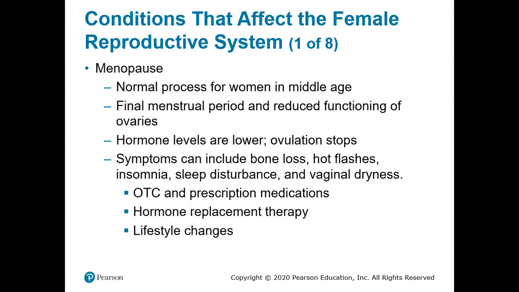So next we're going to look at menopause. This is page 567 in the textbook. This is a normal process for women in middle age. It's the final menstrual period and reduced functioning of the ovaries. Hormone levels are lower and ovulation stops. Symptoms can include bone loss, hot flashes, insomnia, sleep disturbance, and vaginal dryness. Over the counter and prescription medications are available to help with these symptoms. Hormone replacement therapy may also be considered, and then some lifestyle changes can make a difference as well.